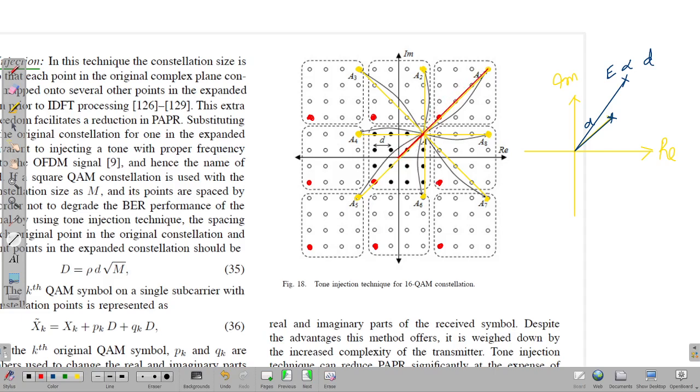Now this symbol has a similar phase, but this symbol has a different phase. This mapping has a different phase, this mapping is different, and this mapping is different. Okay, so I'll draw it a little more neatly. So this point can be mapped here, can be mapped here, can be mapped here, can be mapped here.